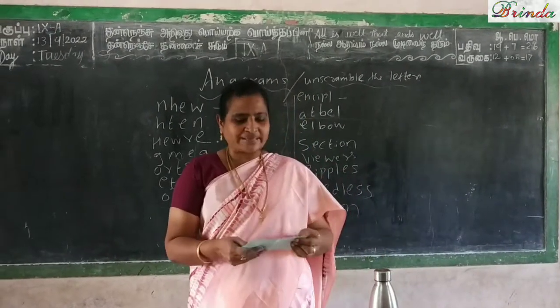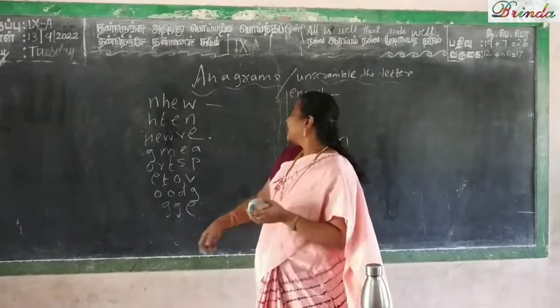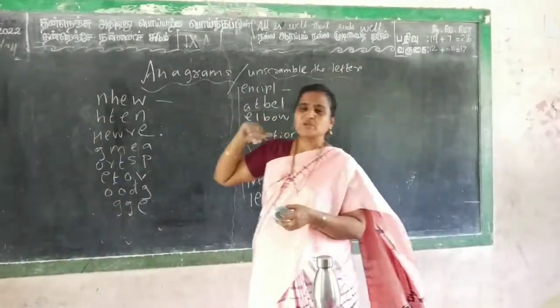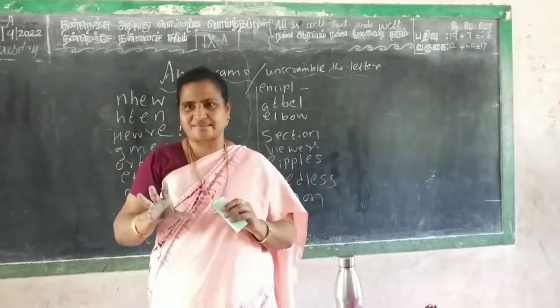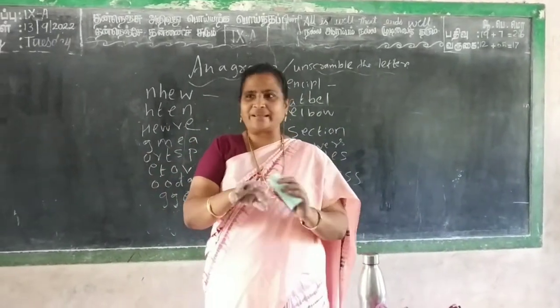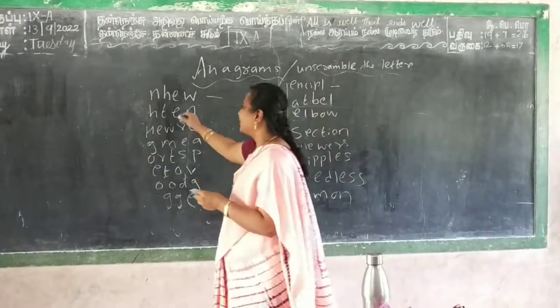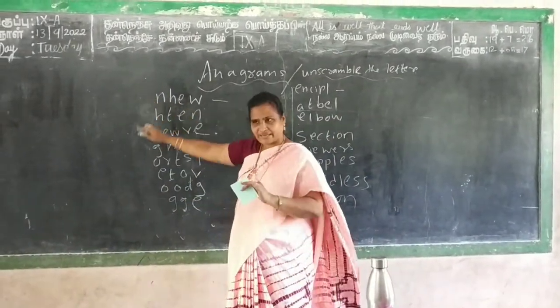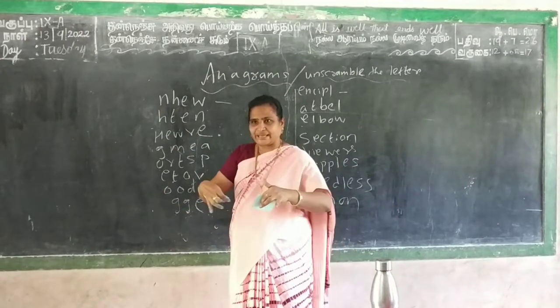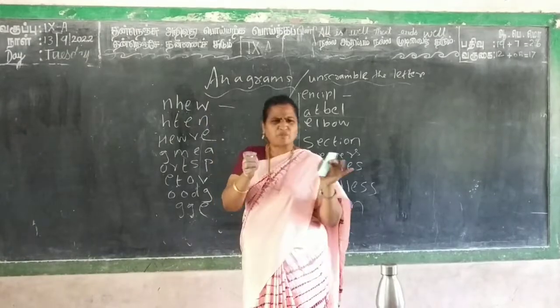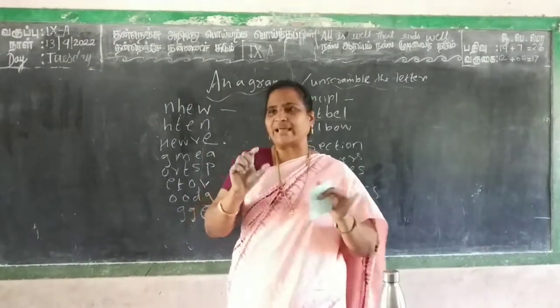Okay, today's ice breaking session is anagram as well as unscramble the letters. So I will give you a few letters, and you can put them here and there and ultimately bring a new word. For example, I will not tell you the words I have given. You can discuss in the team and write. So N, H, E, W. If you put small words only, you can write on your own.